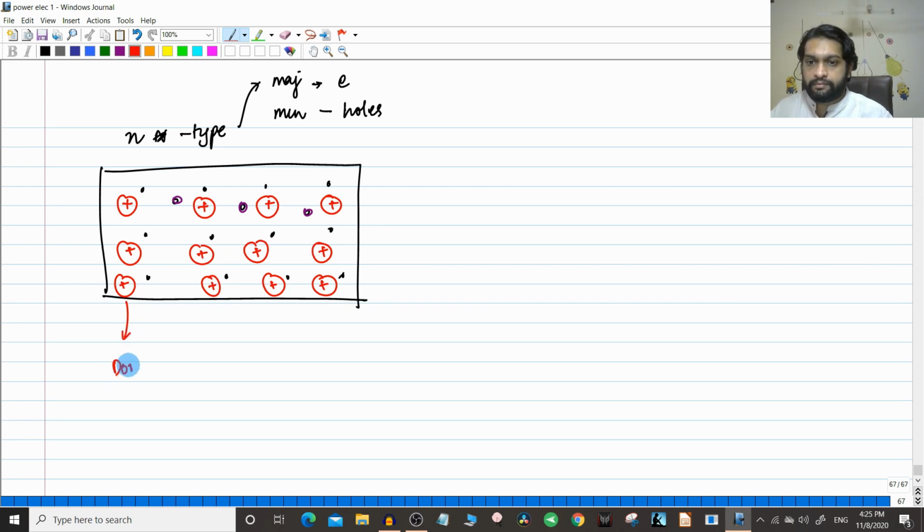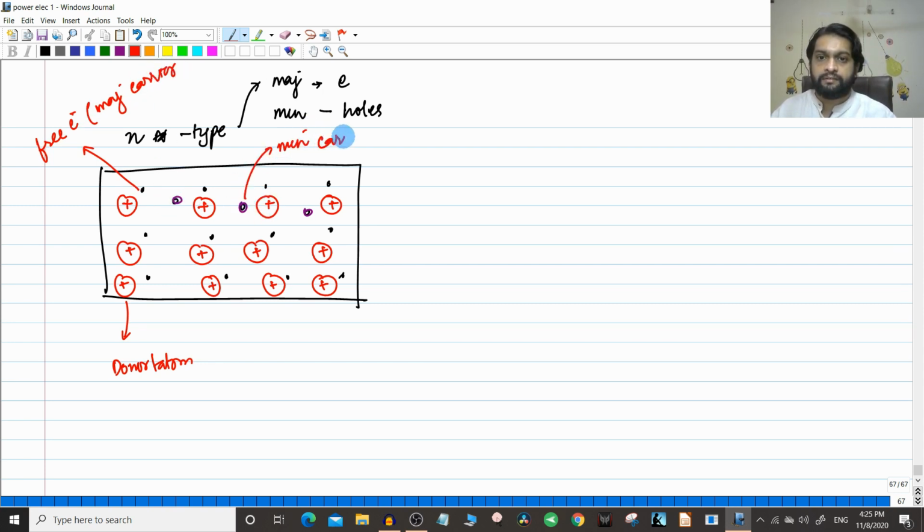This is the donor atom. And what is this? This is the free electron, which are the majority carriers in n-type material. Okay. And what is this? This is the minority carriers, or these are the holes.